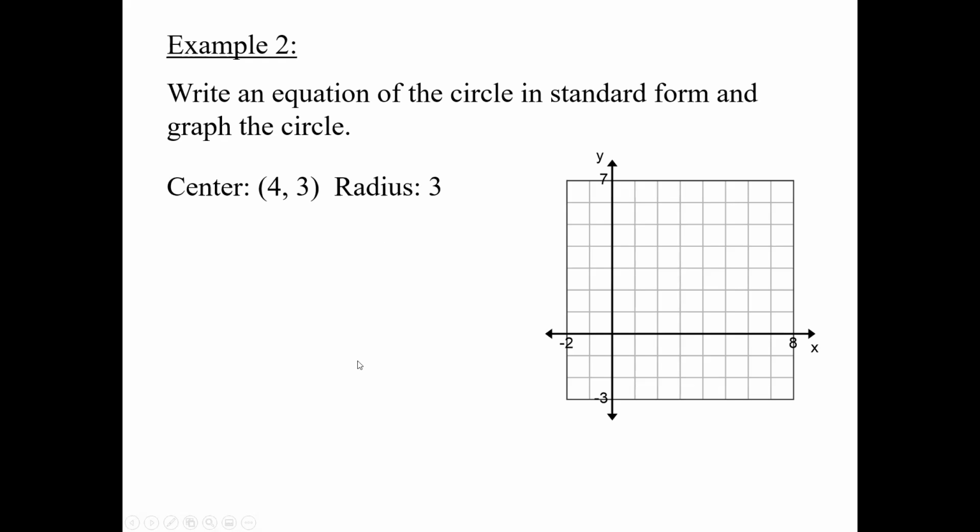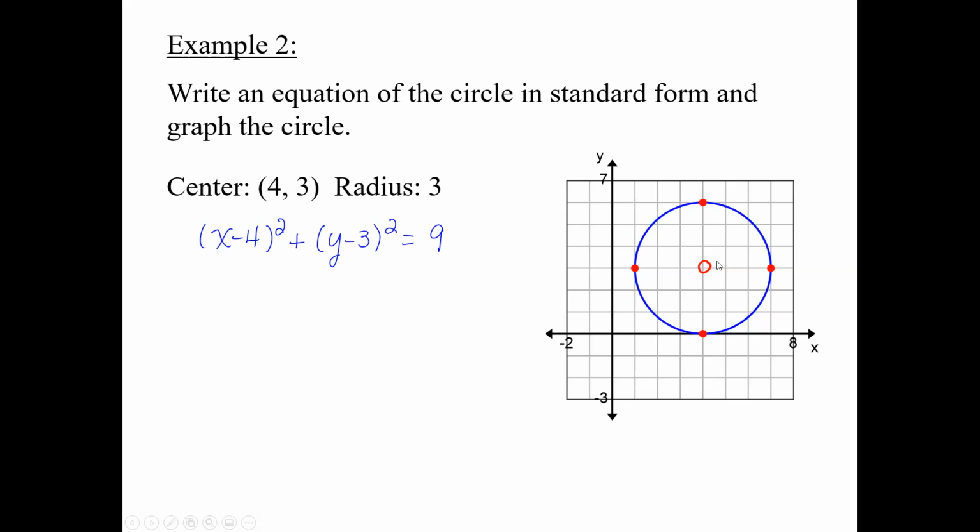Write the equation of a circle in standard form and then graph it. They give us the center and the radius. Okay, here is our equation. The x value opposite of sine, the y value opposite of sine. These two squared, of course, and r squared being 9.